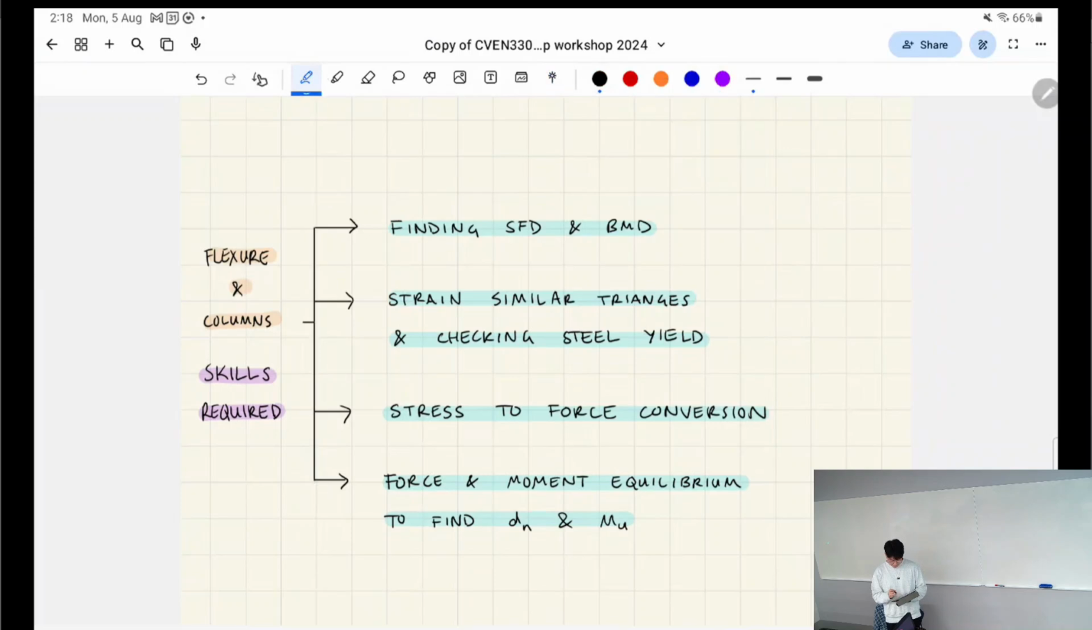So the first one is finding shear force diagrams, bending moment diagrams, right? That doesn't sound very bad, right? So that's finding your V star, M star, right? And I think most people can handle that. It's basically an extension of Eng 1300, the statics part of it. So usually for a simply supported beam, like this for example, the shear force will look like this, right?